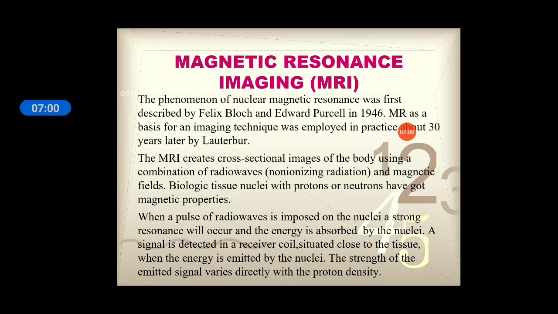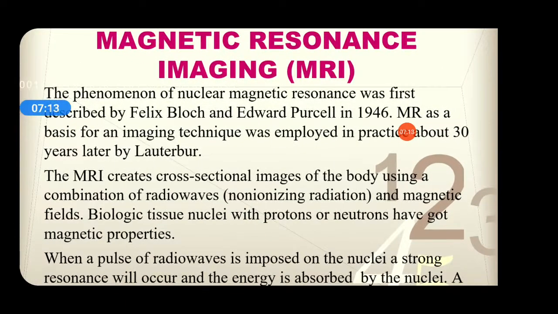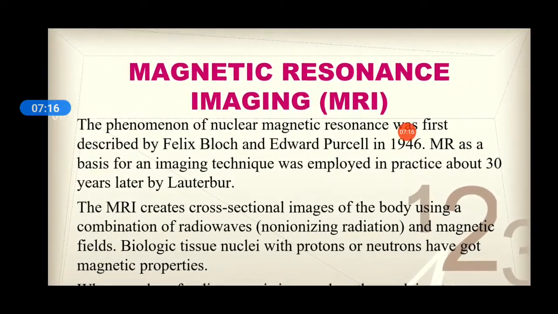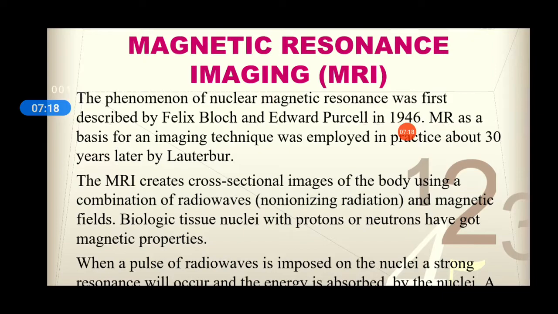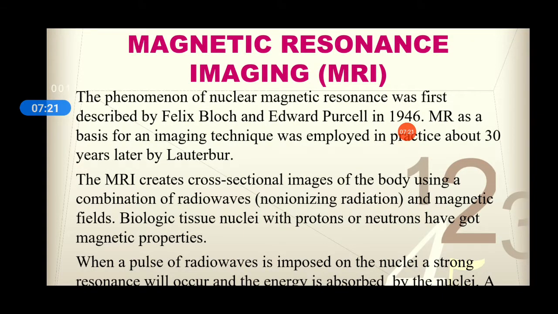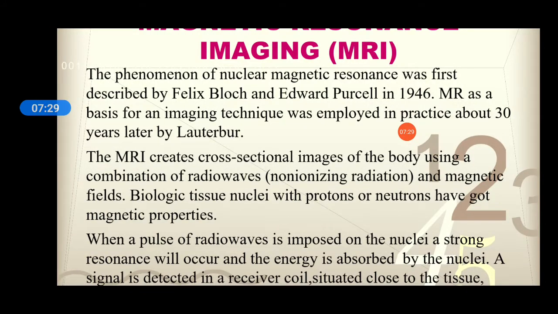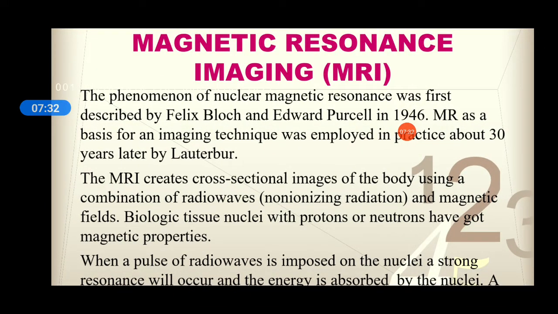So next is about MRI. The full form of MRI is magnetic resonance imaging. Here a magnetic resonance field is used. The phenomenon of nuclear magnetic resonance was first described by Felix Bloch and Edward Purcell in 1946. MR as a basis for an imaging technique was employed in practice about 30 years later by Lauterbur. The MRI creates cross-sectional images of the body using a combination of radio waves, non-ionizing radiation and magnetic fields.